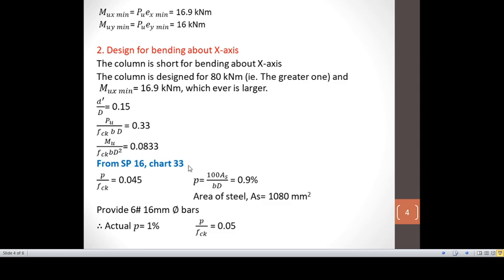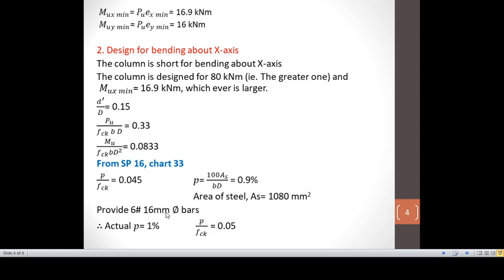By using chart 33, I've got p by fck as 0.045, where p is the percentage of steel. From this, I have calculated the percentage of steel, which is equal to 100 As by bD equal to 0.9 percent. And from that, I got area of steel as 1080 mm square. I'm going to provide 6 numbers. While calculating the number of bars required, if I'm choosing a 16 mm diameter bar, the number of bars required to get 1080 mm square will be around 5 point something. So rounding off, I'm providing 6 numbers of 16 mm diameter bars.